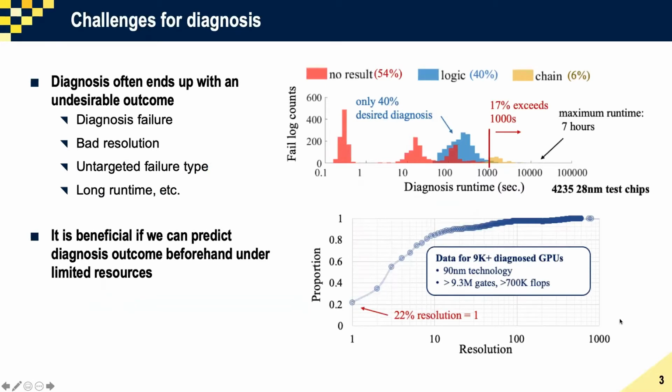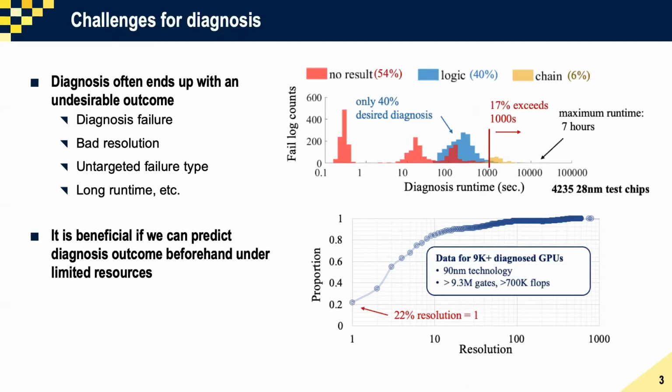Various uncertainties in the fabrication process result in diagnosis with undesirable outcomes or low efficiency. For example, this figure shows the diagnosis runtime for a bunch of 28 nanometer test chips using a commercial diagnosis tool. 17% of the diagnosis time is longer than 1,000 seconds, and 54% of diagnoses failed with no actionable result. The bottom figure shows the distribution of resolution for over 9,000 diagnosed GPUs, and only 22% report a single candidate location.